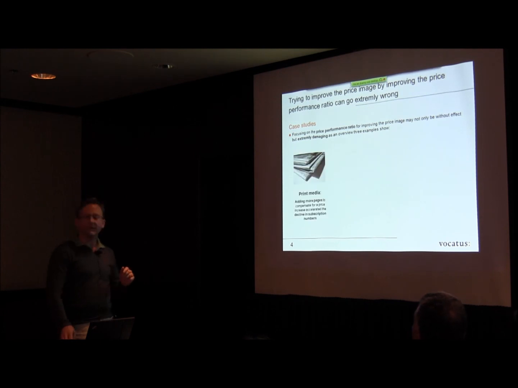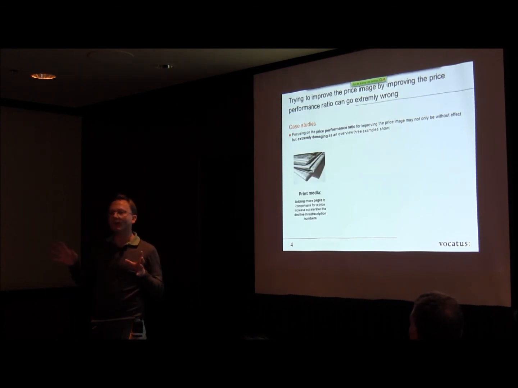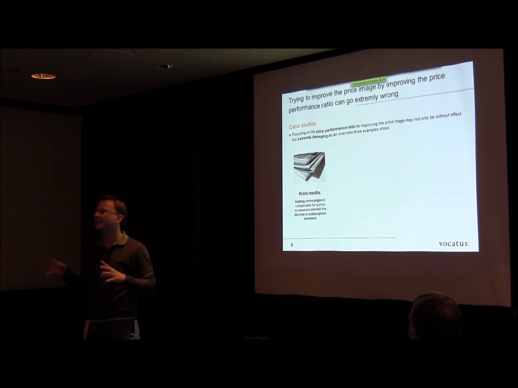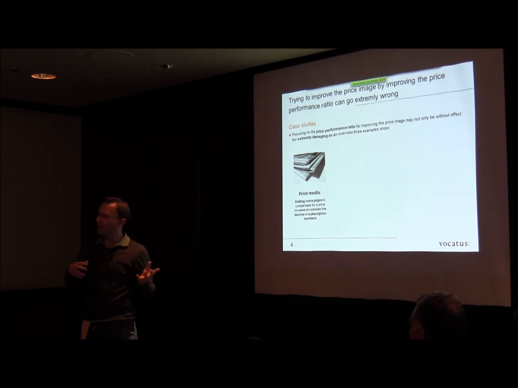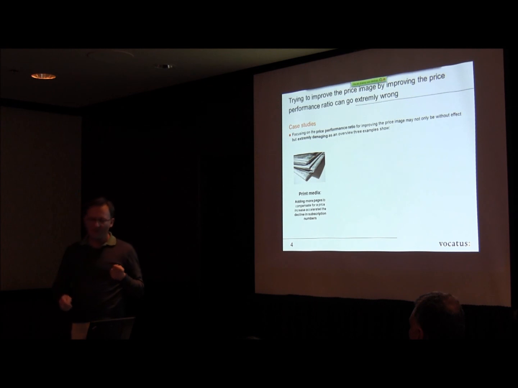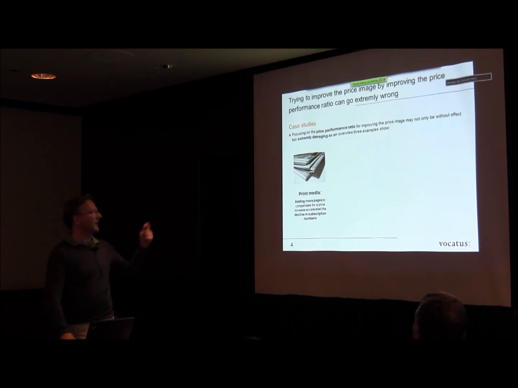For example, print media. We do a lot of print pricing for newspapers and magazines, and it turned out that the price image of a given product does not rise if you put more value in, or bring more pages to the newspaper, because then people are overwhelmed by the amount of content, use proportionally less of it, and have a worse feeling about what they are taking from this purchase, so to say. So the price image actually does not go along with increasing value in this case.